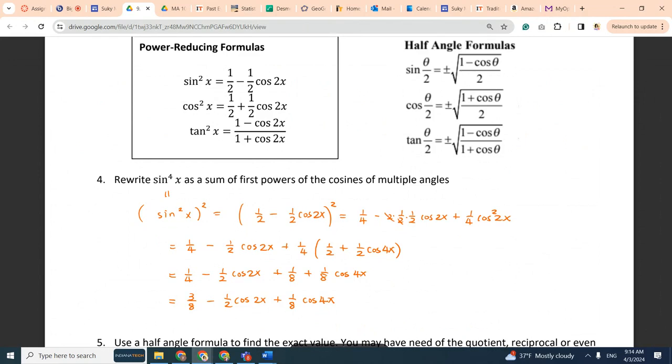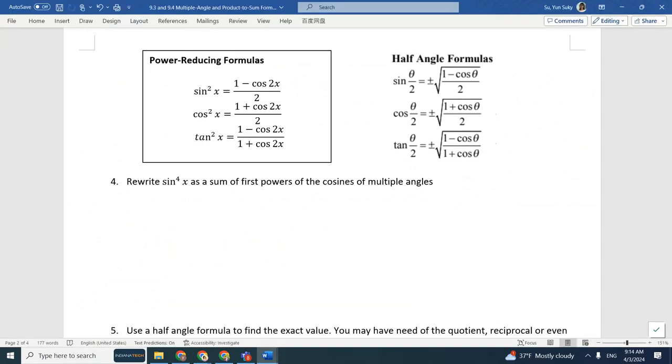And then you can multiply it, and therefore you combine the like terms, you get an expression of only first powers of cosine, but multiple angle. Is that okay, everybody? So you can take the notes after class. Okay? So let's do it.